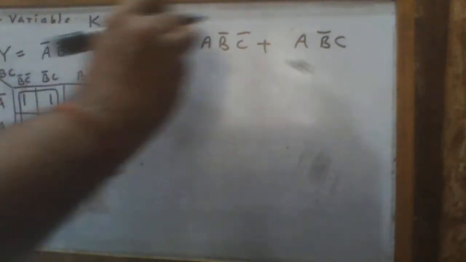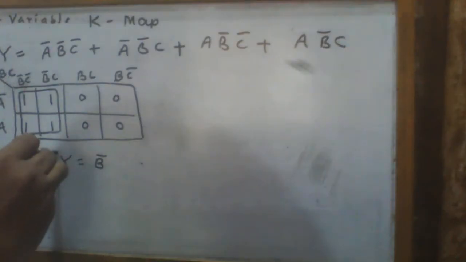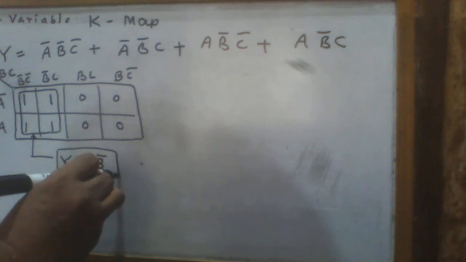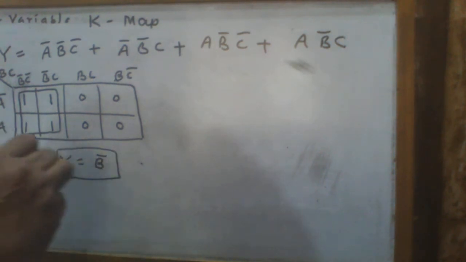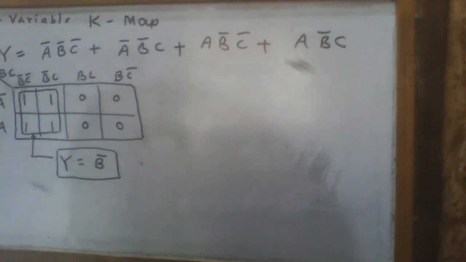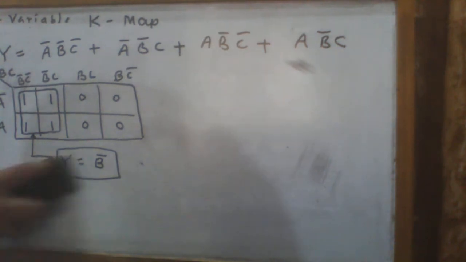This is a big equation, but its solution is very small. Y is equal to B bar. In only one step, we can solve the equation with the help of the K map. Therefore the K map is known as an equation reduction technique. We'll solve another example. Any number of examples are possible.